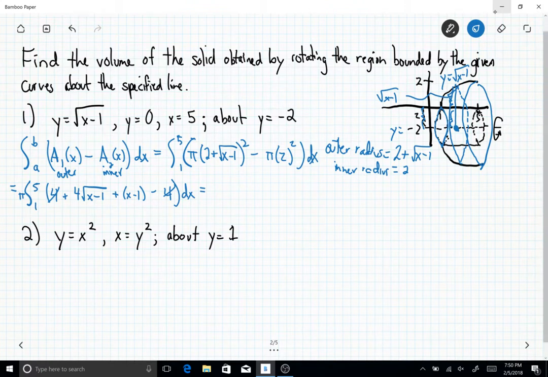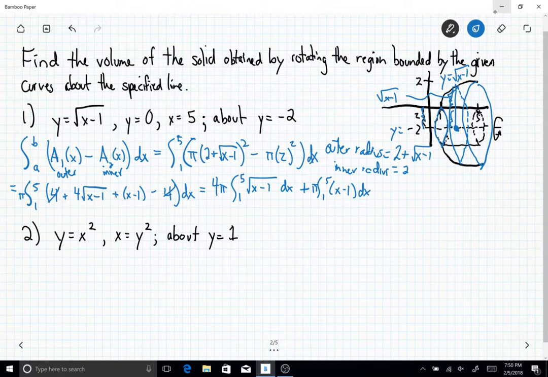So we can have pi times the integral of 1 to 5. We'll separate these two things once again. Square root of, oops, I'll do 4 pi. And then you have square root of x minus 1 dx. And then plus the integral from 1 to 5. We have a pi out in front, and that's all we need. And it goes x minus 1 dx.